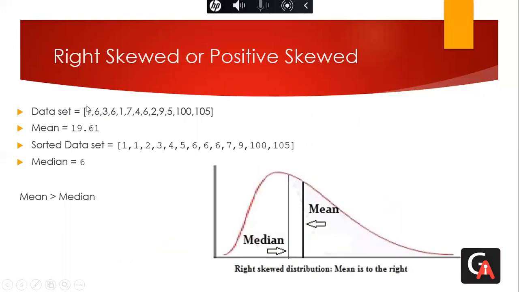So let's calculate the mean of all these numbers. The mean is 19.61. But we have observed that most of the values are between 1 to 9, yet we are getting a mean somewhere around 20. So why is it happening? It's happening because of the outliers. Because of these two numbers, 100 and 105, which are too large, our mean is getting distorted and is not between 1 to 9. So this is due to these two values. Due to outliers, we are getting the mean around 20.